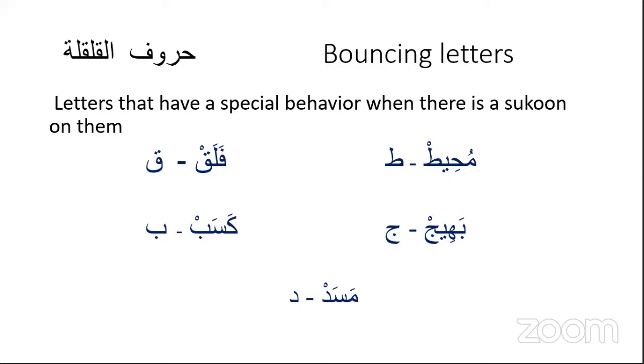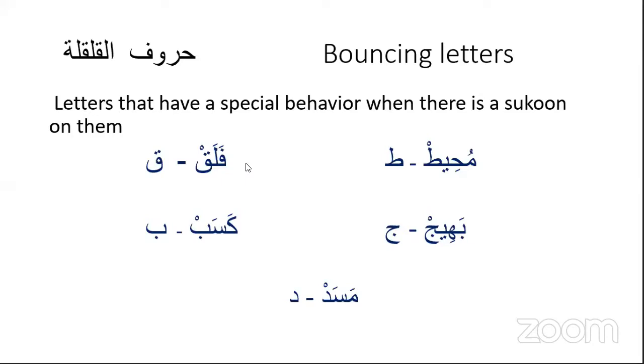But they have a speciality. They do not bounce simply. When they wear a cap above them, they bounce. So what's a cap? The cap is a sukoon. When the letters have sukoon, they bounce. It's like basketball players: when they wear a cap, they bounce. What is bouncing? Maybe you don't know. You know the normal bouncing we learn in English, like bouncing the basketball.